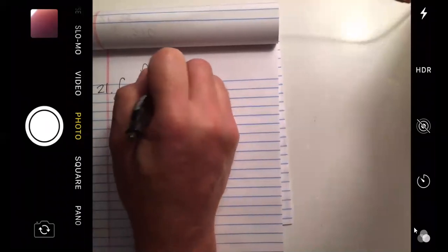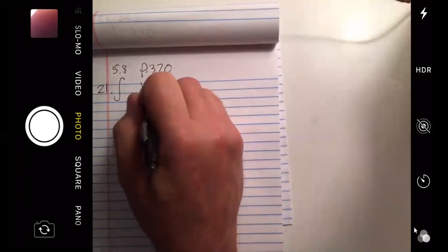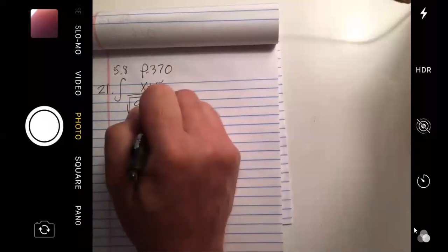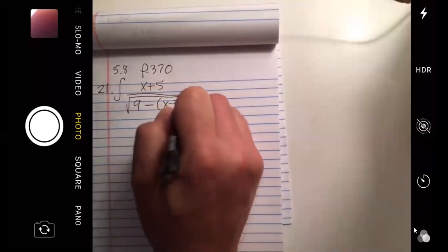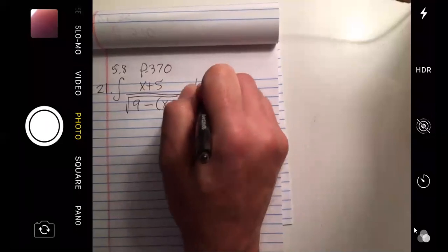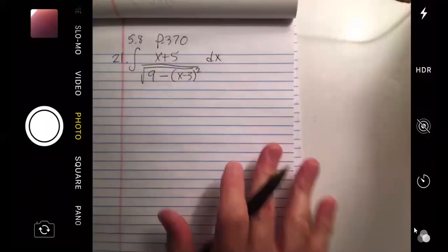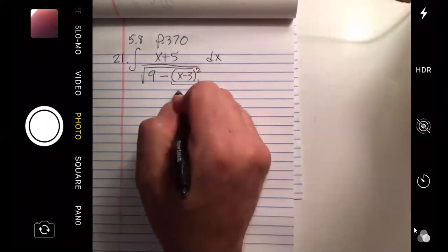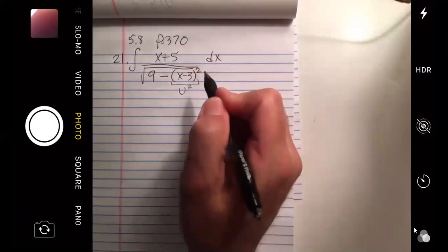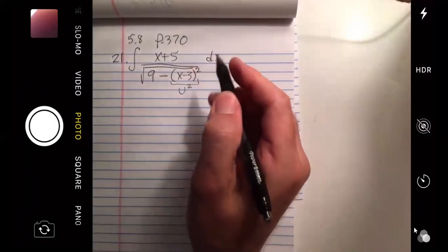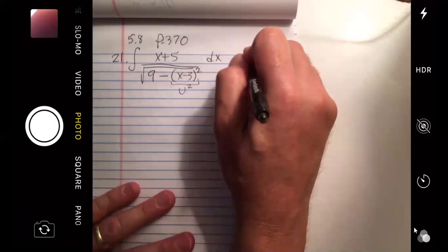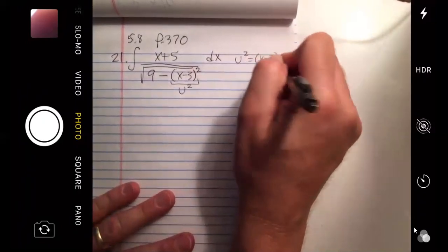Integral, again off page 370, 5.8. X plus 5 over square root of 9 minus x minus 3 squared dx. Same idea. You want to get a single letter squared there. So that tells you how to start. U squared, x minus 3 squared.